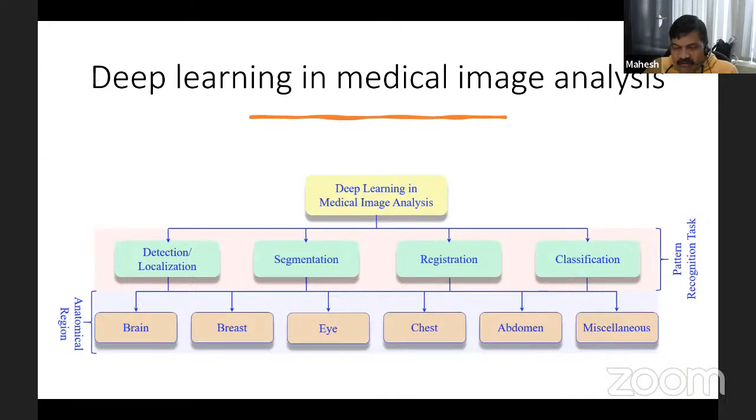So all these tasks we can use for extracting information from the different anatomical regions. Another is the abdomen region, and some other regions. So this is just the overview I have given, of which tasks and which anatomical regions we can use this for, based on the research work during the past 10 years or more.